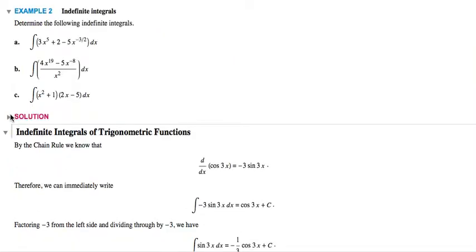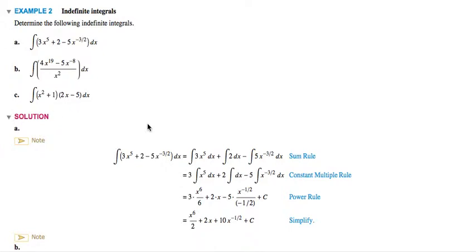So in example 2, we're looking at some specific functions. With part A, we have the integral of 3x to the 5th plus 2 minus 5x to the negative 3 halves with respect to x. So since we have a sum and difference here, we're going to split those up. So we're going to take the integral of the first term plus the integral of the second term minus the integral of the third term.